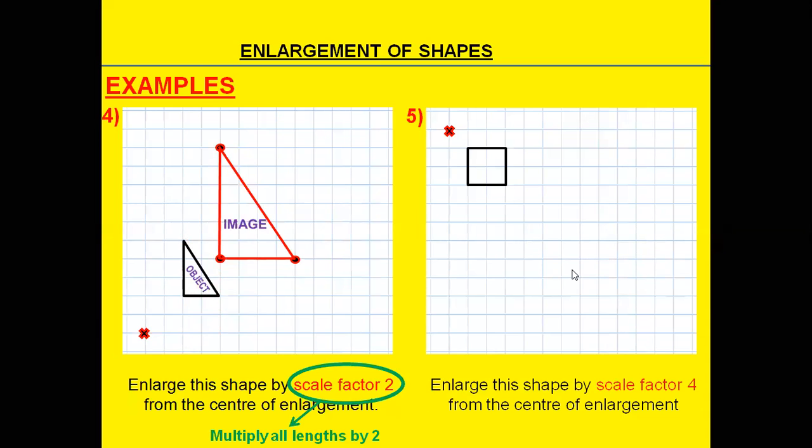After question 5, I'll receive your questions, but pay attention to example number 5. In example number 5, this is the center, this is your shape. We need to enlarge this shape by a scale factor of 4 from that center. We choose one of the points.